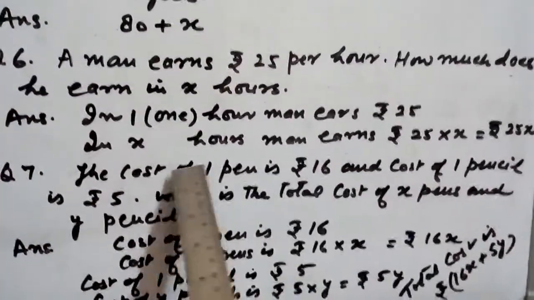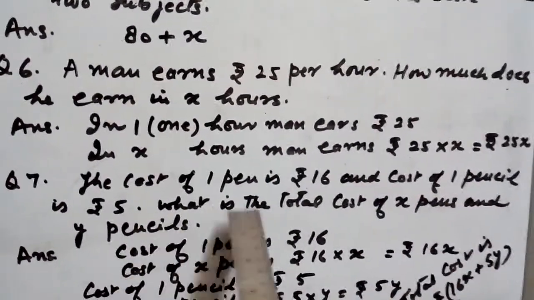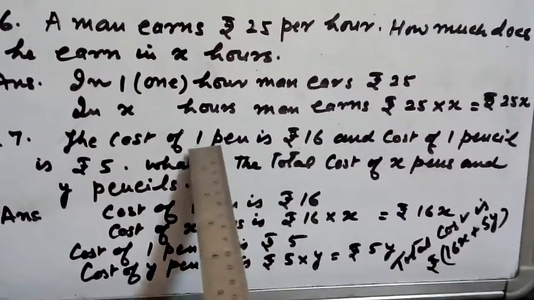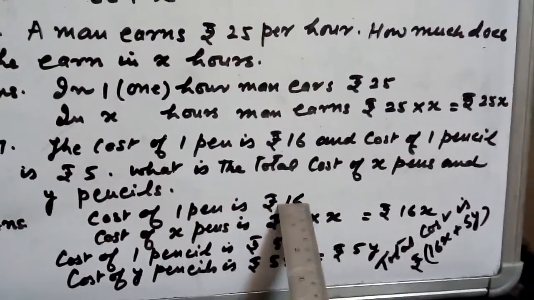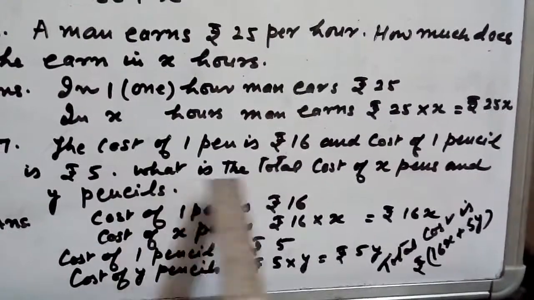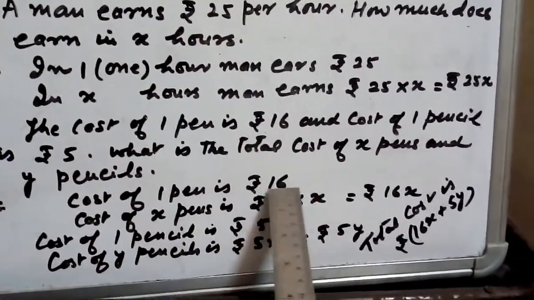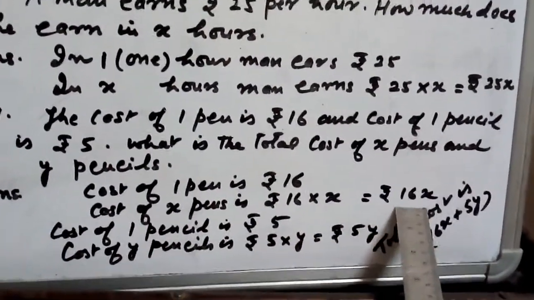Now the next question is: the cost of one pen is rupees 16 and the cost of one pencil is rupees 5. What is the total cost of x pens and y pencils? Children, here the cost of one pen is given to you. Cost of one pen is rupees 16 and he is asking for the price of x pens. The cost of x pens will be rupees 16 into x, which is rupees 16x.